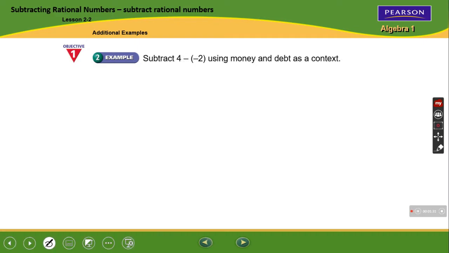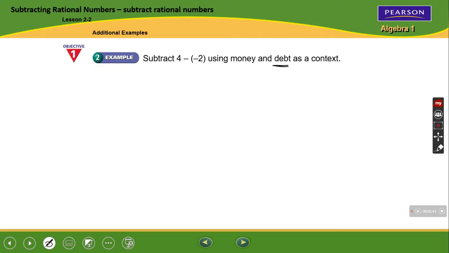This one says subtract 4 minus -2 using money and debt as a context. All right, so let's do that. Money and debt. Debt is when you owe someone money, or you owe anybody money, really. And context is like giving it a placement in a real world situation.